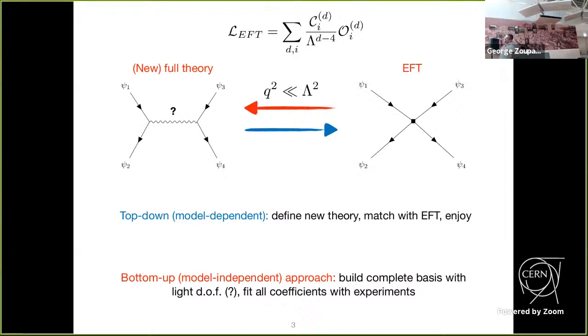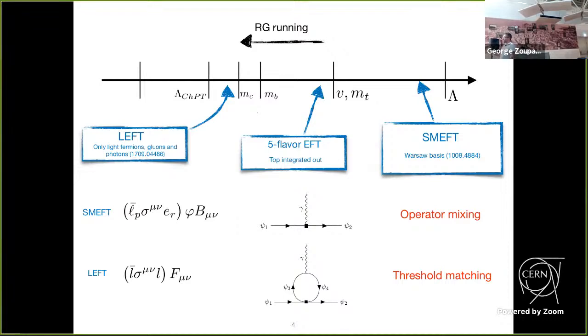Then the other, if we follow the red arrow, is the bottom-up approach. That is, we can build a complete basis at the low scale, and here again the question mark, low scale, light with respect to what, and then we have to fit all the coefficients with the experiments. So now the problem is, depending on the scale, we have different EFTs.